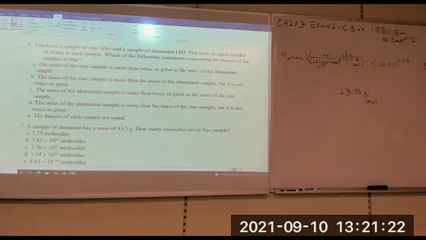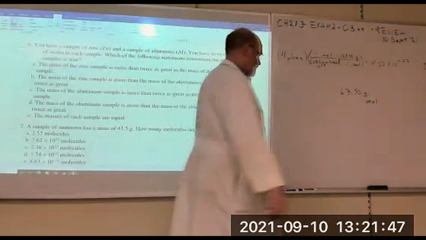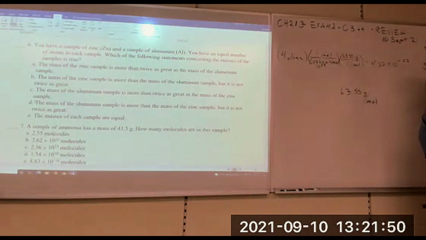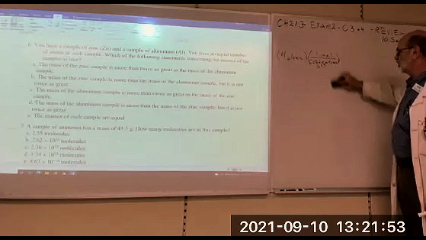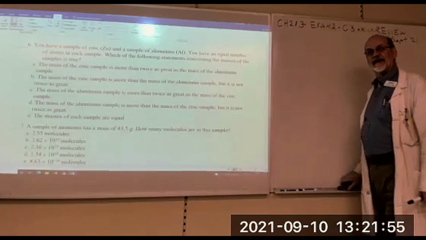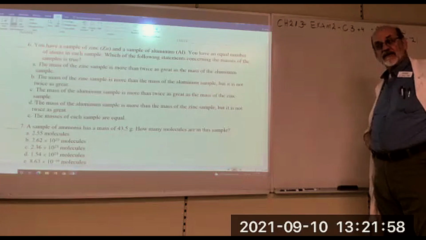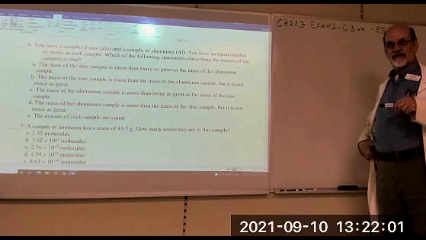Okay. If you have a sample of zinc and a sample of aluminum, and you know you have exactly the same number of atoms in each sample, which of these is true? The mass of zinc sample is more than twice as great as the mass of aluminum sample. What's the comparison that we're making here, actually? If you've got equal number of atoms, what would make the total mass be different? The individual mass of the atom itself.